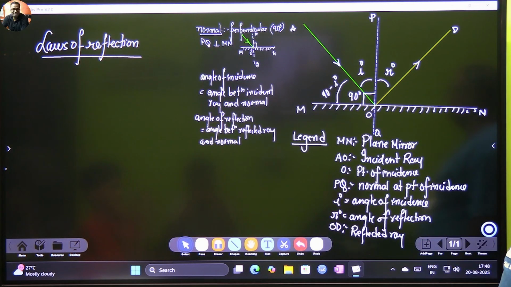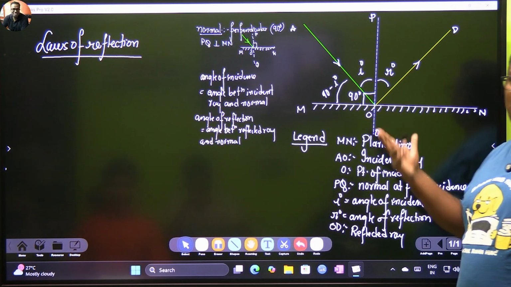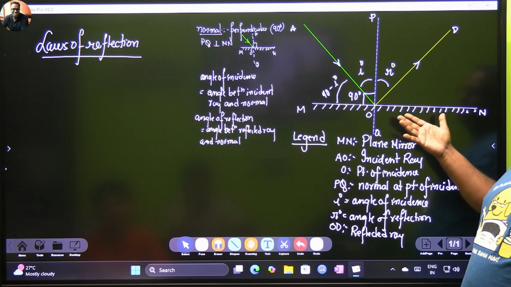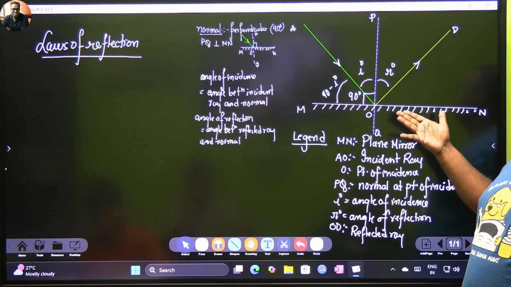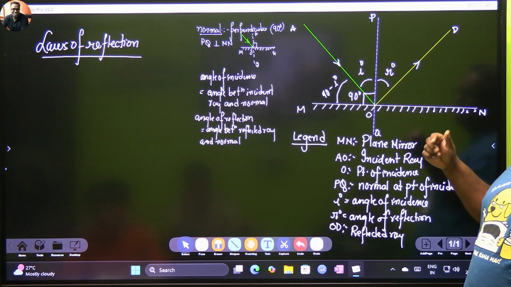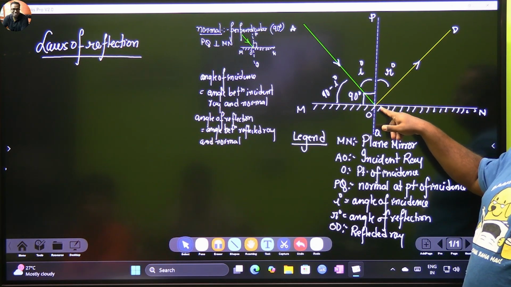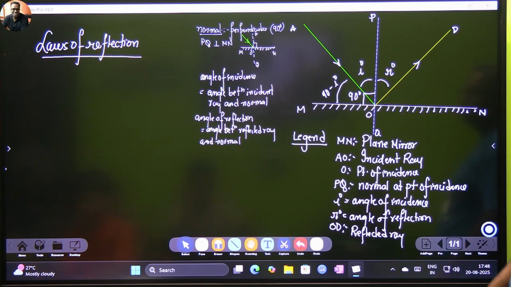Okay, have you understood this? Are we ready for the laws? So let's look at the diagram. No, you take your time. MN is a reflective surface, which is a plane mirror in this case. Then we have an incident ray, which is AO. And O is known as the point of incidence.